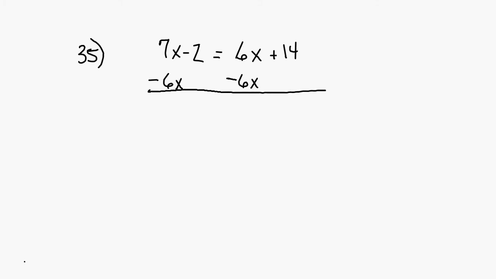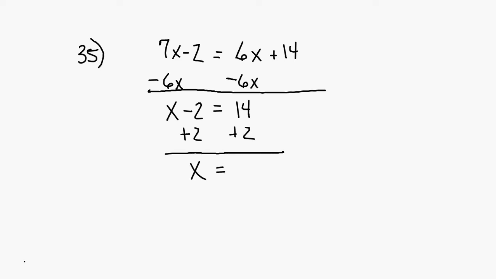Number 35, what is the value of x? Those two angles are vertical angles. They're congruent to each other, so 7x minus 2 is equal to 6x plus 14. If you subtract 6x from each side, then x minus 2 is going to equal 14. And you can add 2 to each side. So x equals 16.